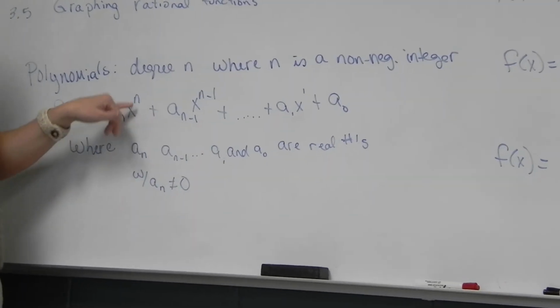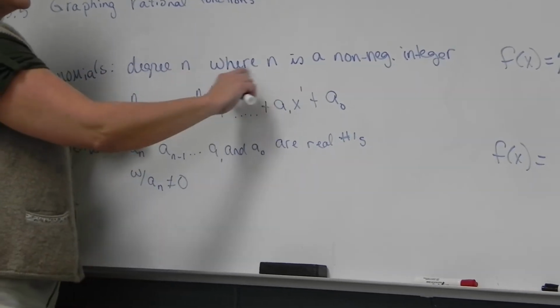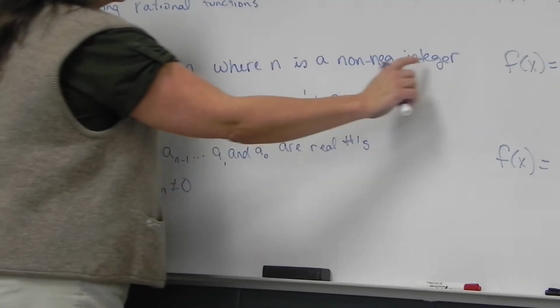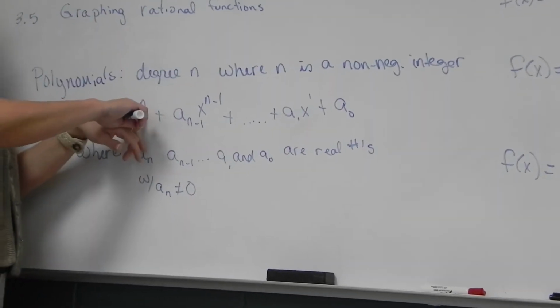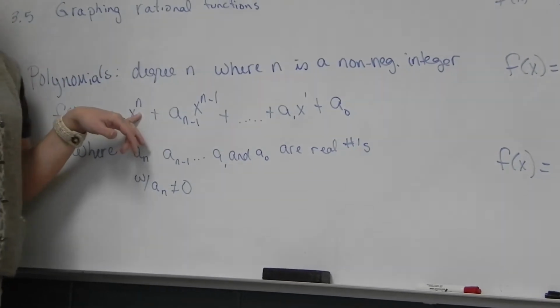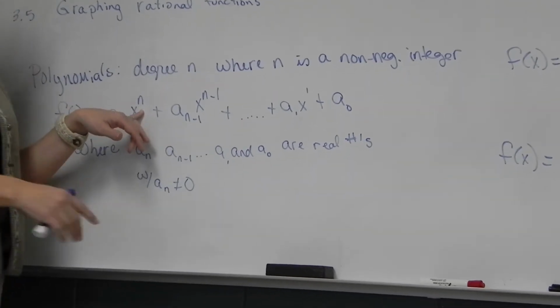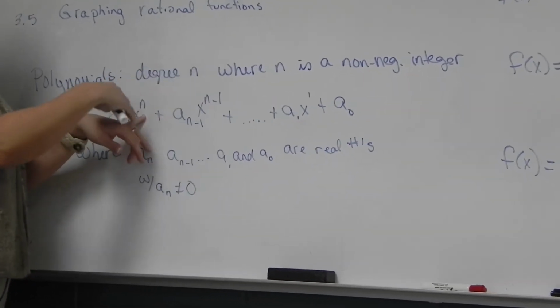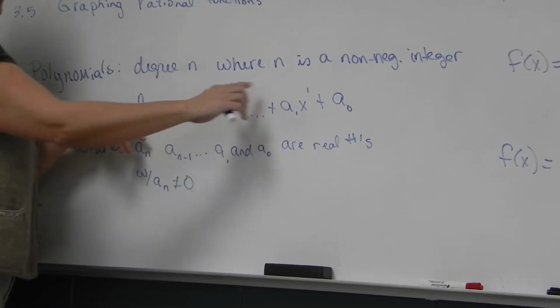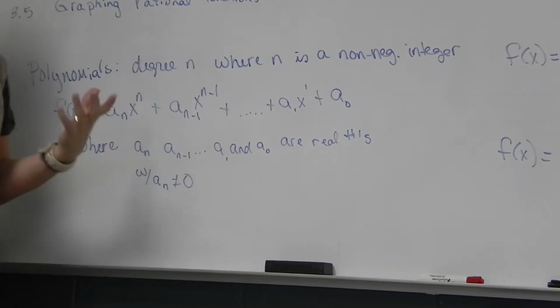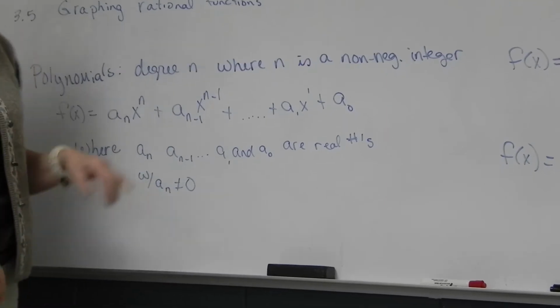And then x to the n, it says n, where n is a non-negative integer. So n has to be a non-negative integer, which I would call the whole numbers. So like 7, 8, 0, 2. These are positive or non-negative, so we catch 0 in there.